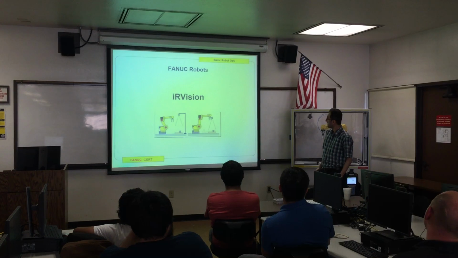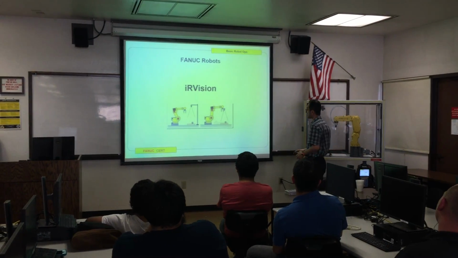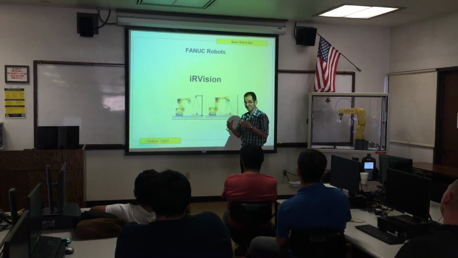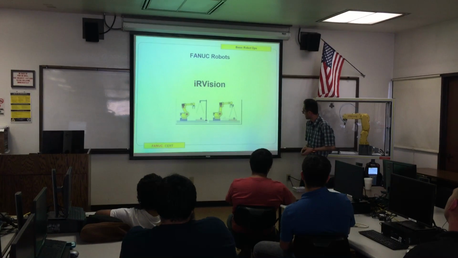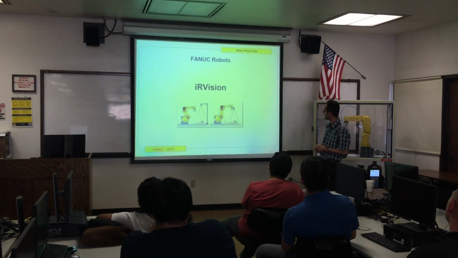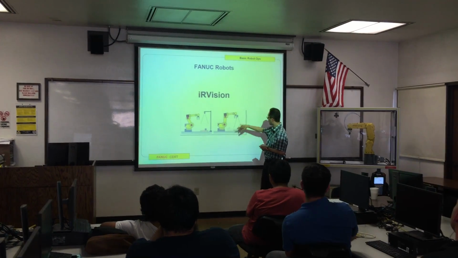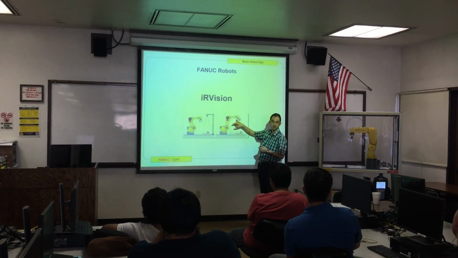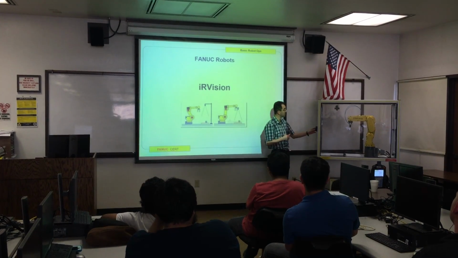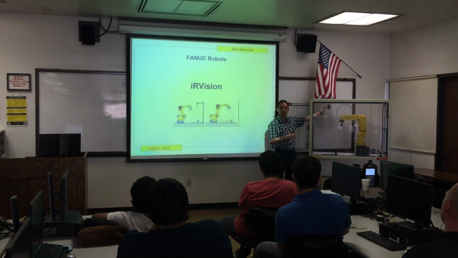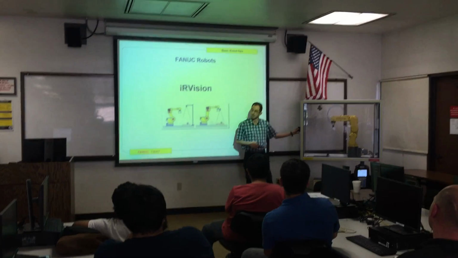Good. Very good. So today, we're going to talk about iRVision, and how we can set up an inspection vision process, which is one of the applications of iRVision. As you remember, there are two different types of cameras, right? One is mounted on the robotic arm, and one is fixed. The camera that we have here is fixed, as you can see. It just sits there, and it doesn't move with the robot, right?